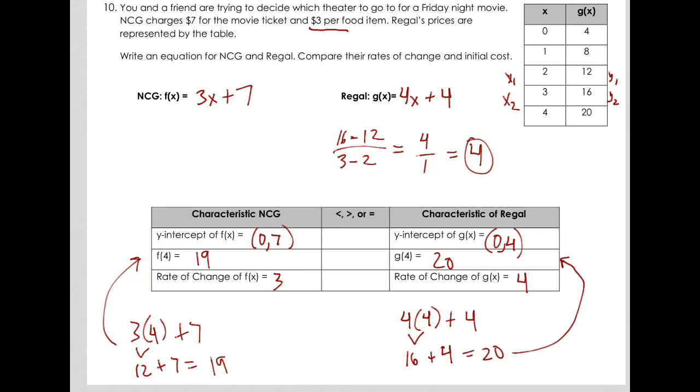So now the center of this is wanting us to compare it. Is this stuff less than, greater than, or equal to this stuff over here? So we're looking at the y-intercept. Which one's bigger, a 7 or a 4? 7 is, so boom, that one's bigger. Then you got a 19 and a 20. Which one's bigger? The 20 is bigger. And then a 3 and a 4. Which one's bigger? The 4 is bigger. So none of them are equal.